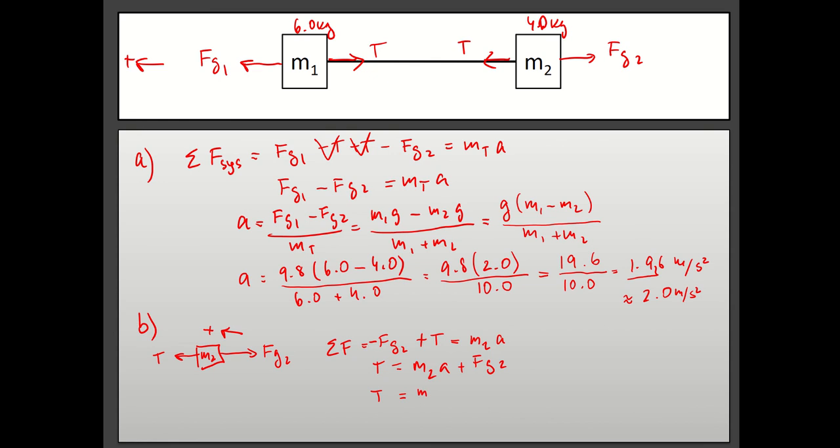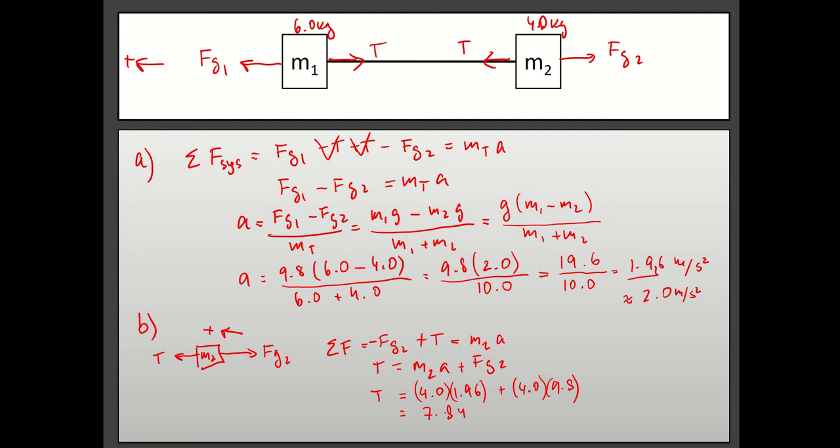So our M2, actually we can start plugging numbers. M2 is 4 times 1.96. Again, that's going to be 2 sig figs in this first calculation, plus Fg2, which is again the mass of 4.0 times 9.8, which again also is going to be 2 sig figs. So 4 times 1.96, we get 7.84.